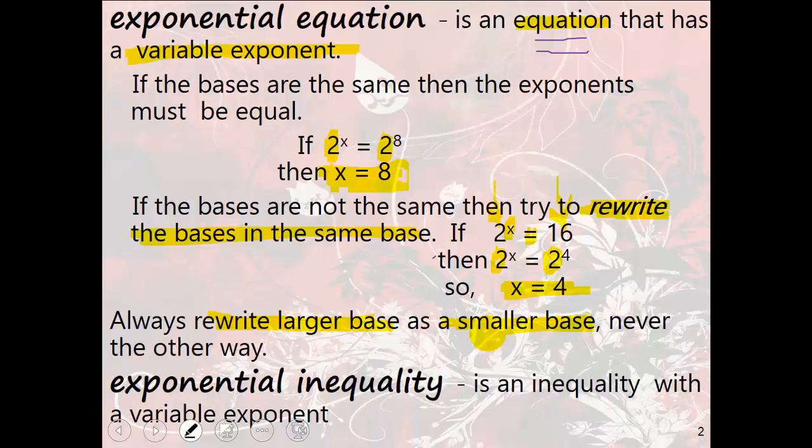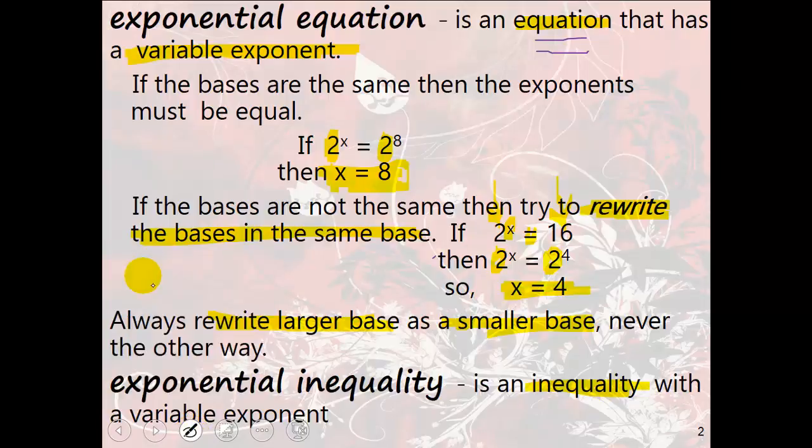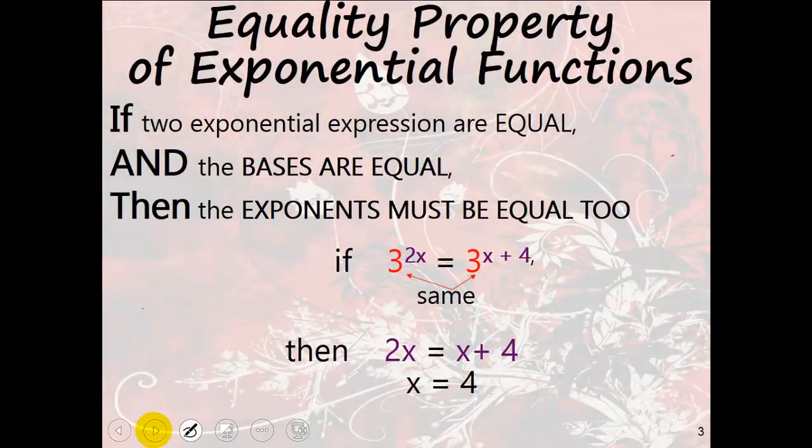And then we're going to talk about exponential inequalities. It's an inequality with a variable exponent, and so we could have less than, equal to, greater than, equal to. Okay? So here's kind of our main property. Equality property of exponential functions: if two exponential expressions are equal, and if the bases are equal, then the exponents must be equal too.